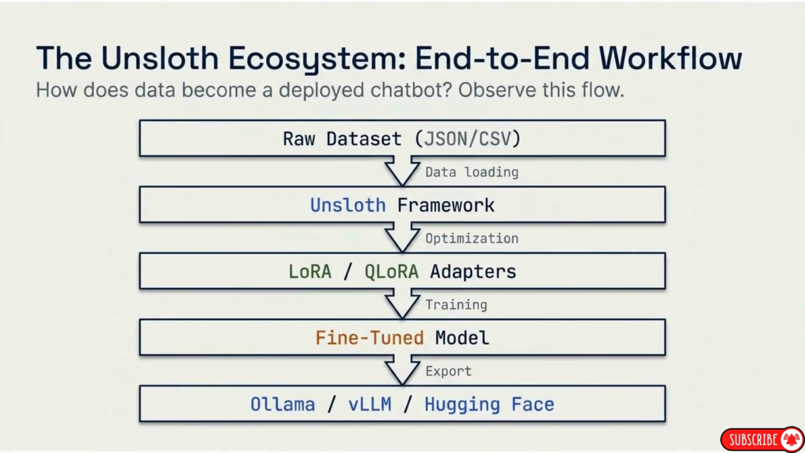The workflow starts with a raw dataset, usually in JSON or CSV format. Then we load the data into the Unsloth framework, apply LoRA or QLoRA adapters, train the model, and finally export the fine-tuned model. The exported model can then be used through Ollama, LLM, or Hugging Face.